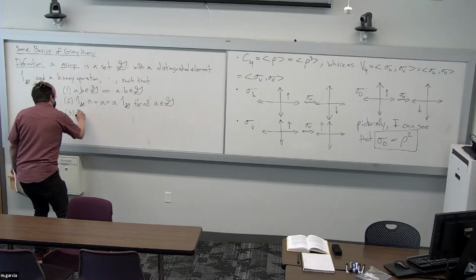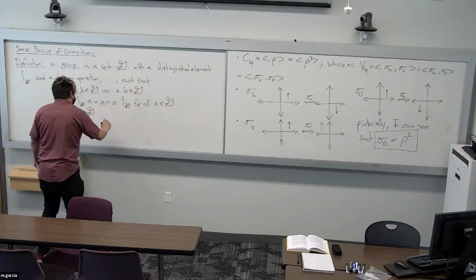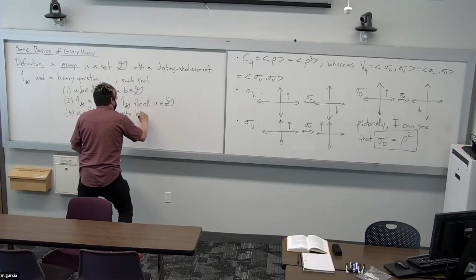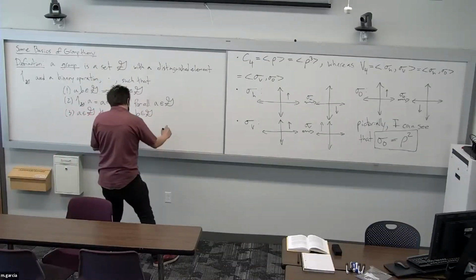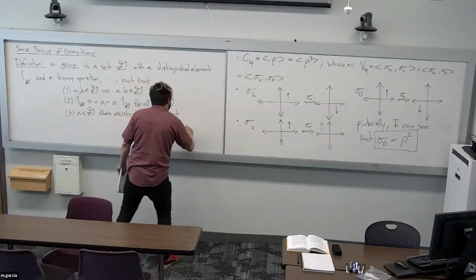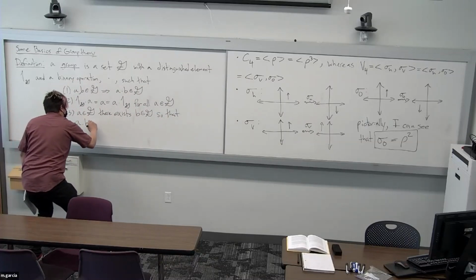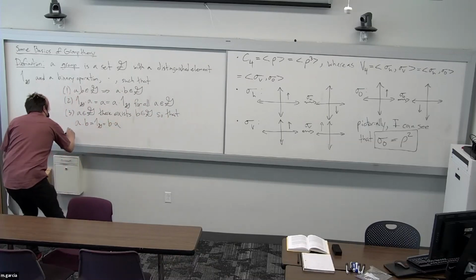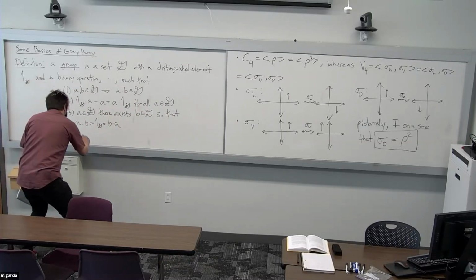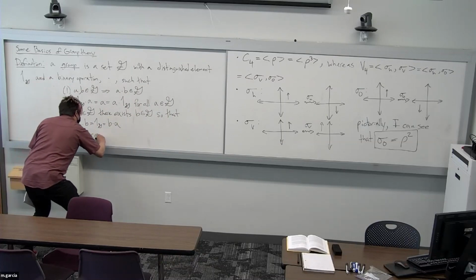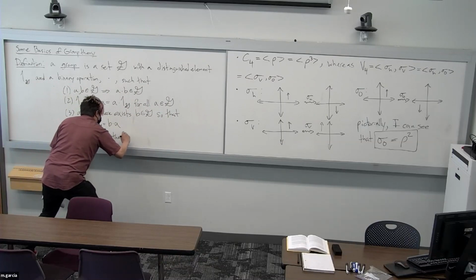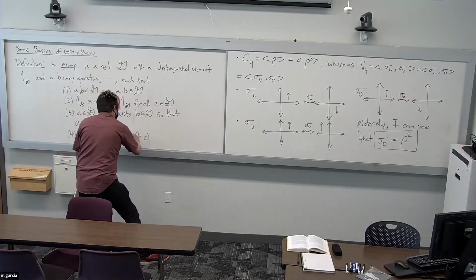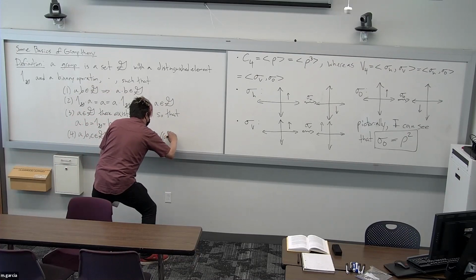Three, for A in G, there exists B in G, so that A dot B is equal to 1 sub G is equal to B dot A. And finally, for A, B, C, all in G, then (A dot B) dot C is equal to A dot (B dot C).